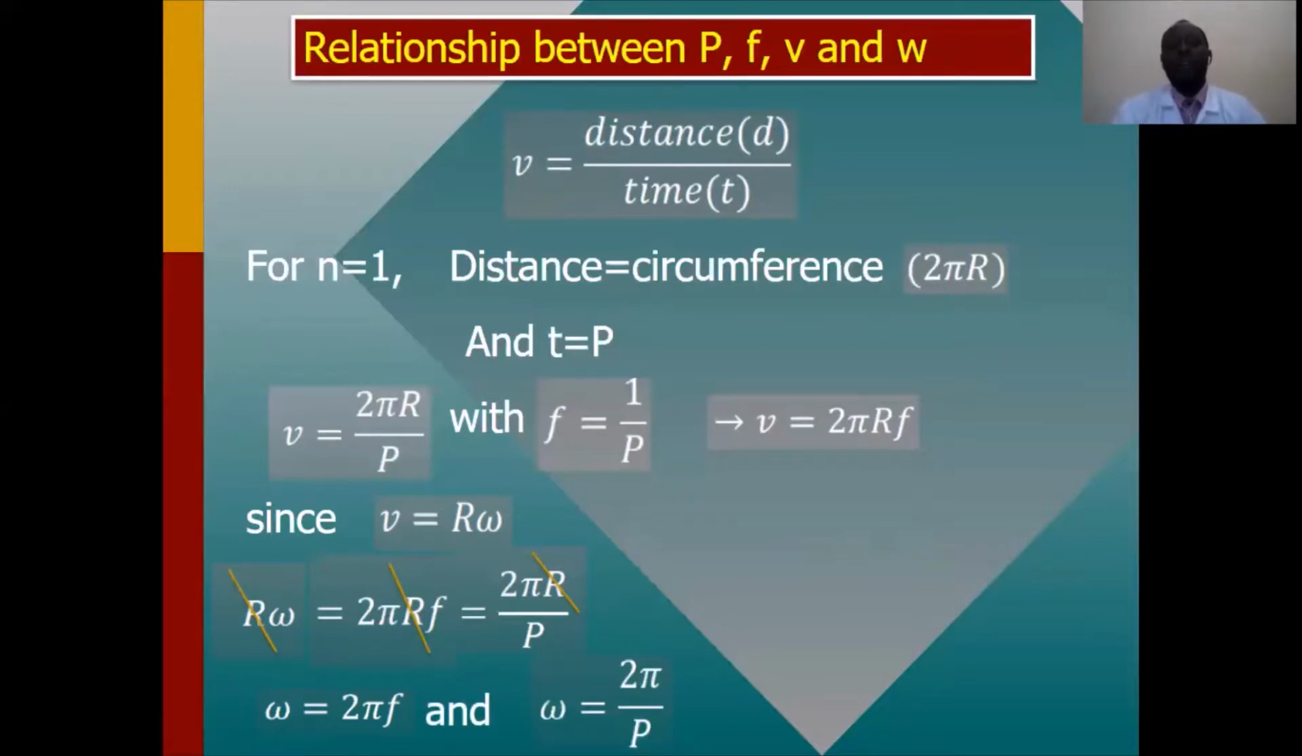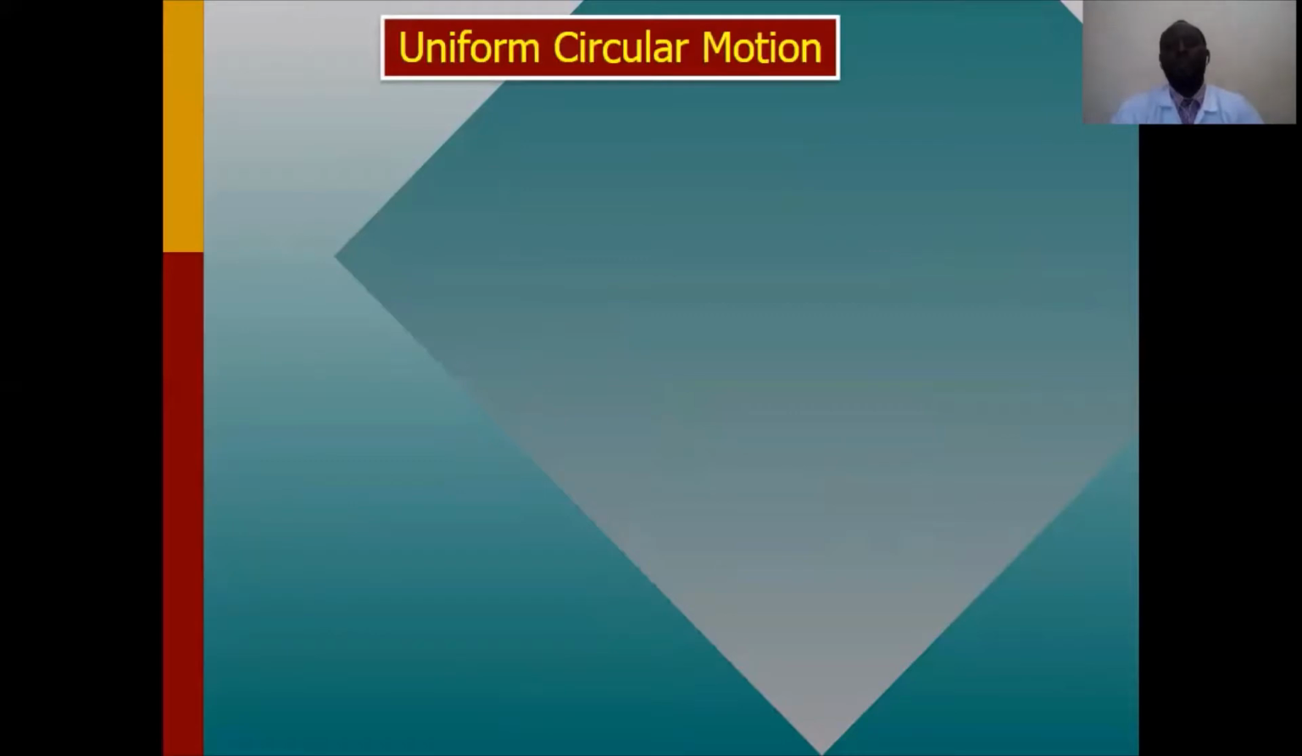And we have another relationship. The angular velocity is inversely proportional to the period. When the angular velocity increases, the period will decrease, and when the angular velocity decreases, the period will increase. That is understandable, because angular velocity is proportional to the linear velocity.